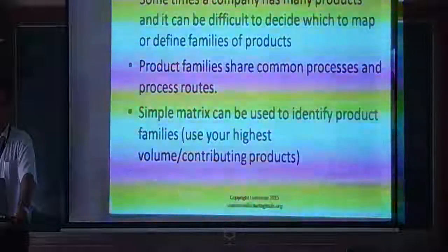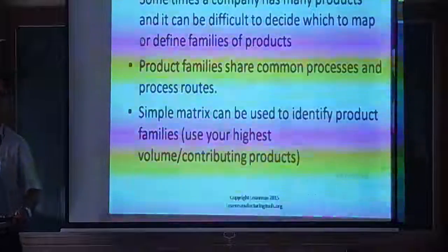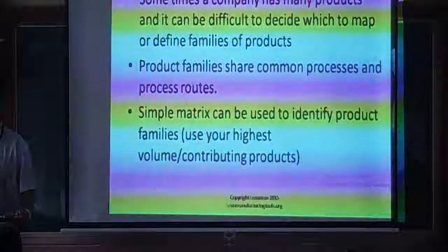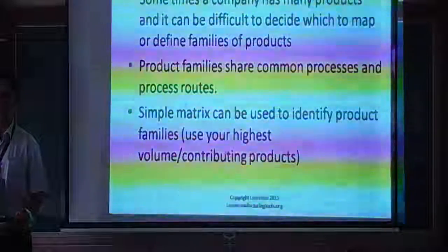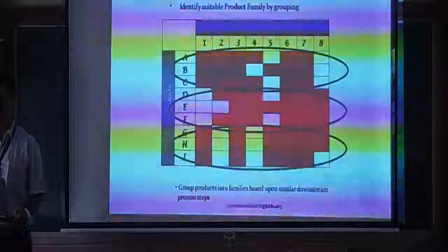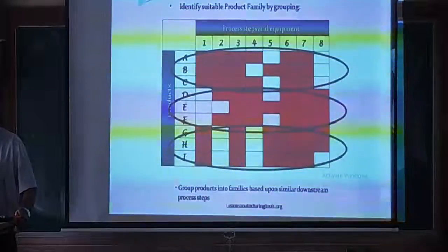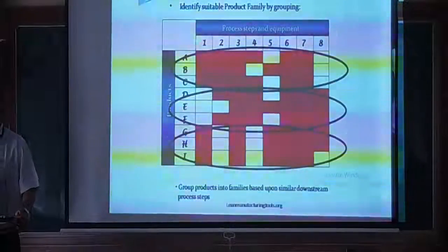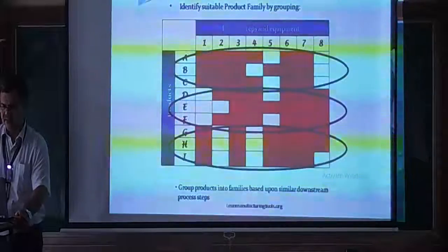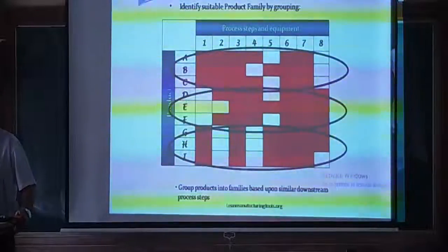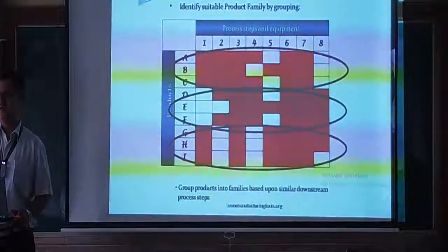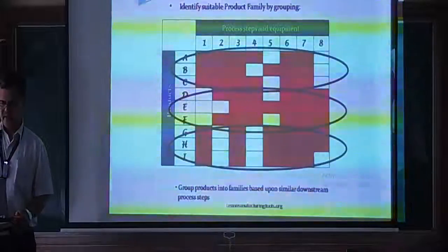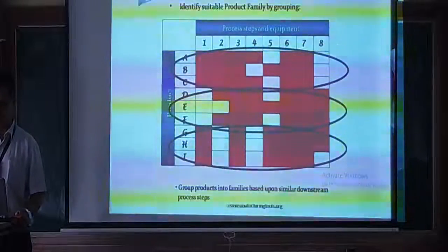Simple methods can be used to identify a product family. Use your highest volume or highest contributing product. When choosing the product, it should give more contribution to the company in terms of profit, or we can say the highest volume of manufacturing. That product can be chosen for value stream mapping. Identify a suitable product family by grouping. Group products into families based upon similar downstream steps. When you have multiple similar products, you can make a product family with a similar process. Likewise you can group: ABC can be one group, DEF one group, and GHI one group.